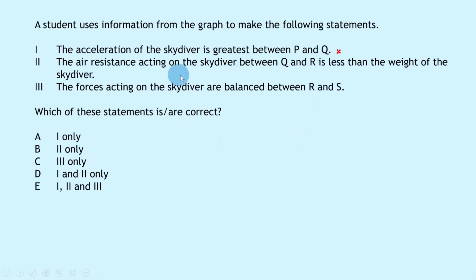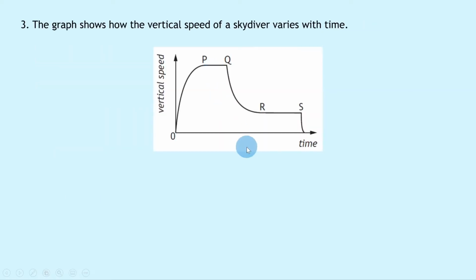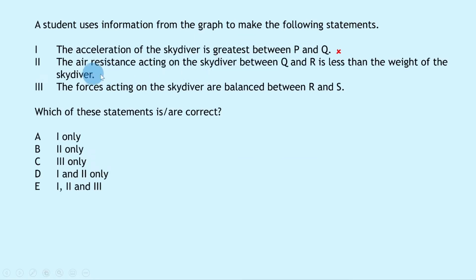Statement 2, the air resistance acting on the skydiver between Q and R is less than the weight of the skydiver. Well, looking back at the diagram, between Q and R this time, we've actually got the greatest deceleration, the greatest decrease in vertical speed, and that's because the skydiver has likely opened their parachute at point Q, which has caused a big increase in the air resistance going upwards. So that means that the air resistance going upwards in this case is bigger than the weight going downwards, and that's why the vertical speed has decreased. So therefore the air resistance between Q and R being less than the weight of the skydiver is false, because it's the opposite that is true. The air resistance is greater than the weight.